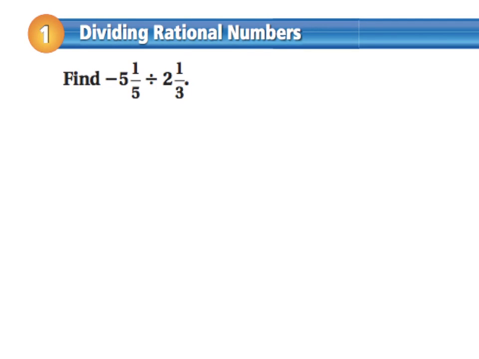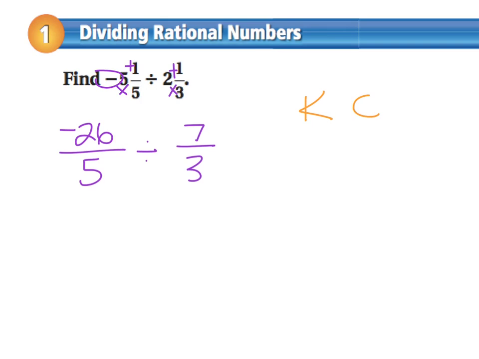When we divide fractions, we follow almost the same steps. So first, we're going to change these into improper fractions. I have negative 26 over 5 divided by 7 over 3. Make sure you don't lose your negative signs. The next thing we have to do is KCF. Keep it, change it, flip it. You keep the first fraction just the way it is, change your sign to multiplying, and flip the last one.